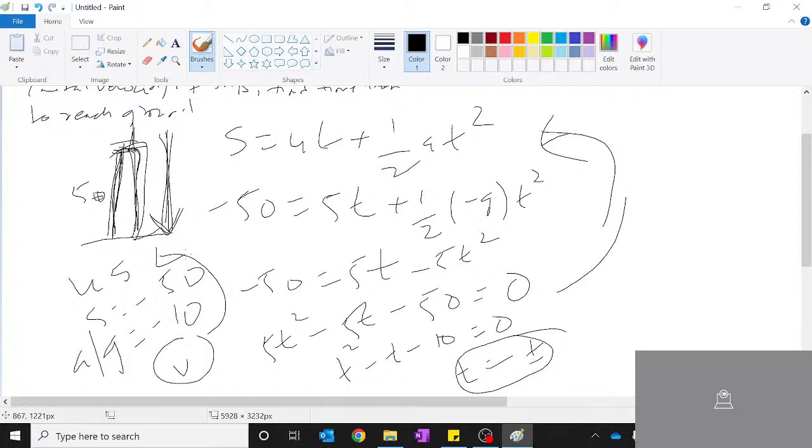Clear? Understood the concept? This is what we have in the problems of motion under gravity. While you go through the notes and further textbooks, you will find many more problems. Practice all those. The concepts remain the same.